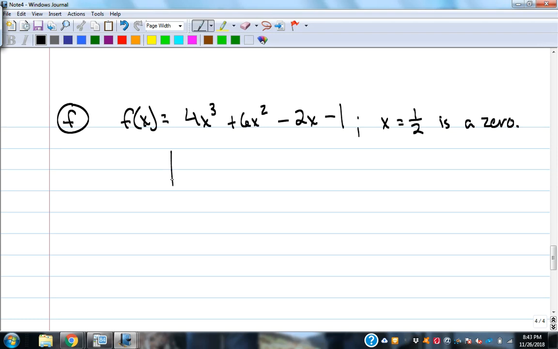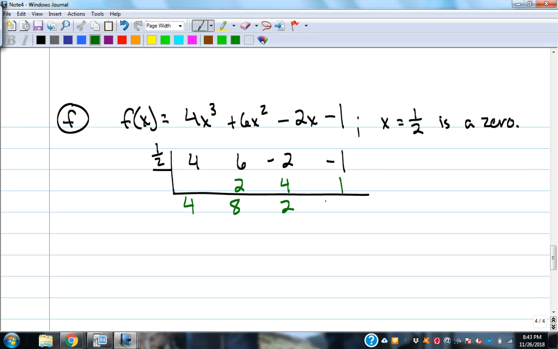Okay, so setup wise, 1/2 is on the shelf. 4, 6, -2, -1. The good news is those are all even numbers except for the 1, and taking half of an even number is easy. So we're just going to drop the 4 and then take half of it. What's half of 4? It's 2. Add those together, that's 8. What's half of 8? 4. So that's 2. What's half of 2? 1. There's that 0 in the remainder that we should be finding because they told us we would.